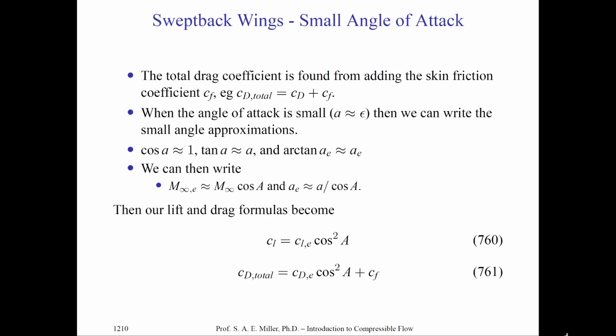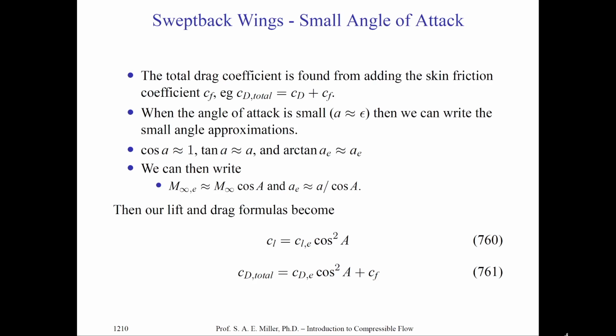He wrote cosine of A goes as 1, tangent of A goes as A, and arctangent of AE goes as AE. So this is your typical small angle assumption in trigonometry. We're saying the angle of attack is very small, a few degrees. We can then write from our previous equations, upon making the substitution, that m infinity E goes as m infinity cosine A, and AE goes as A over cosine of the sweep angle.